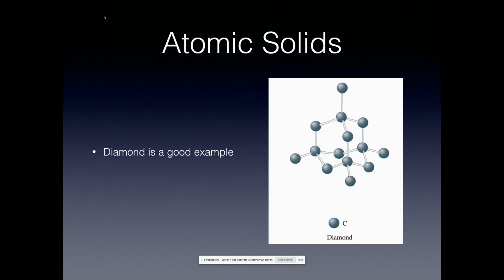Atomic solids, things like diamond. Each carbon in diamond is bonded via sp3 hybridized orbitals to 4 other carbons. So this is a very big, strong network. When you pull on one, you're pulling on all of them. That's why diamond is so hard, and that's why diamond has such a high melting point. Atomic solids, sometimes called covalent network solids, have really high melting points.